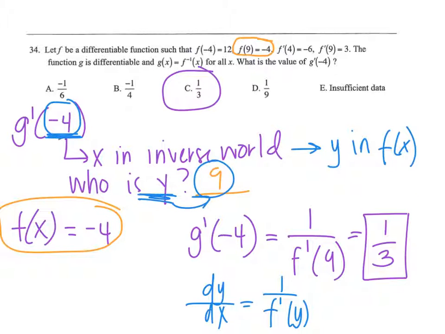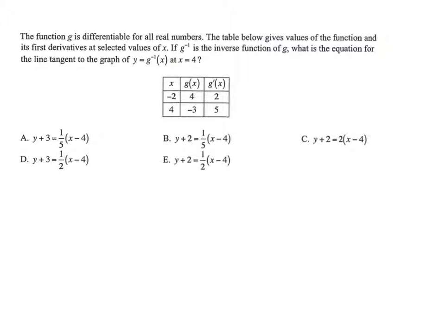Let's try another one. All right, so this is the next problem. g inverse is the inverse function of g. What is the equation for the line tangent to the graph of the inverse at x equals 4? So we need the derivative. We need the derivative of g inverse of x at 4. Let me change that to 4. Oh, at 4.